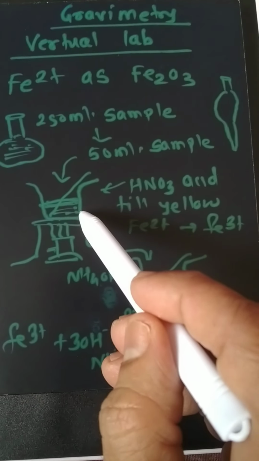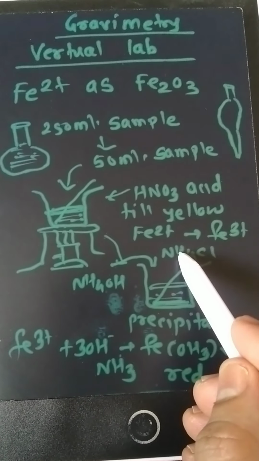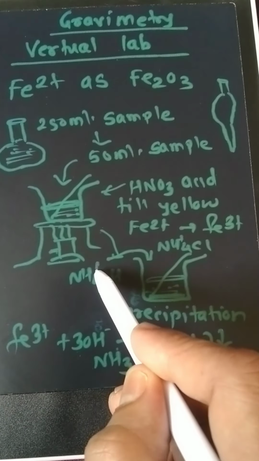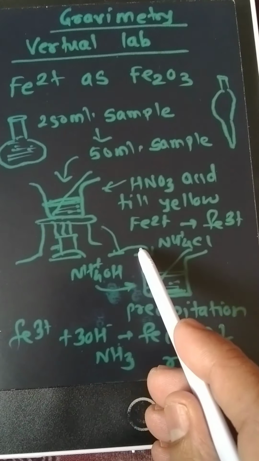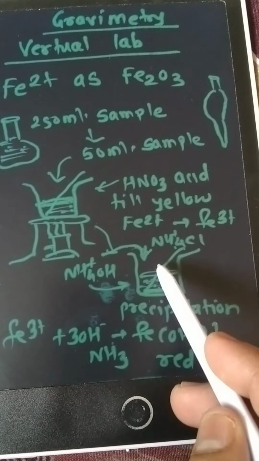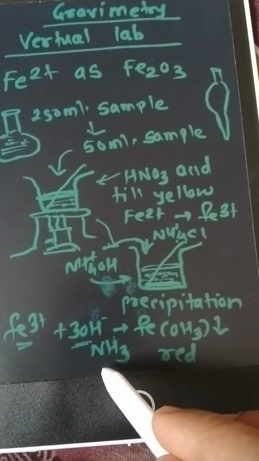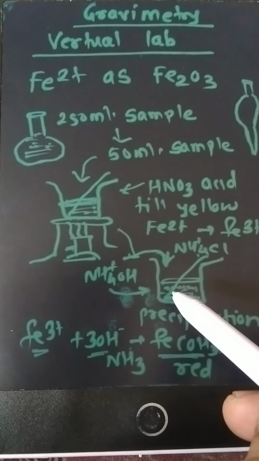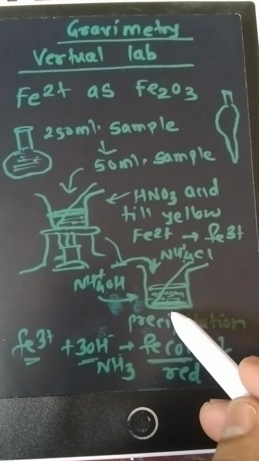When the solution becomes yellowish, NH4Cl powder, ammonium chloride, is added because of the common ion effect in the precipitation. The common ion NH4+ is present in the NH4Cl and NH4OH. NH4OH is the precipitating agent for Fe2+ and Fe3+. When that is added in the hot yellow colored Fe3+ solution with NH4Cl, we have to stir that solution. Fe3+ combines with three OH- from ammonia NH3 and Fe(OH)3 precipitates in the aqueous form, that is Fe(OH)3 hydroxide precipitate, a red color precipitate formed in the beaker.